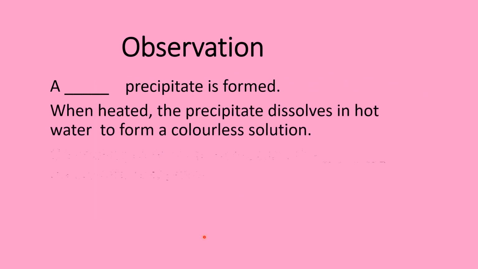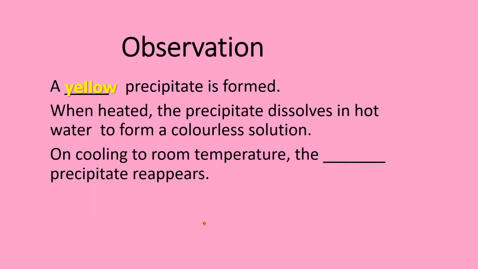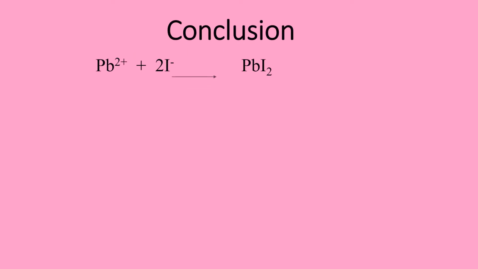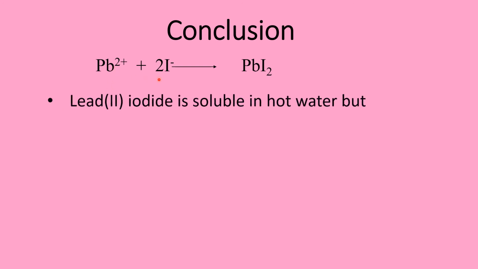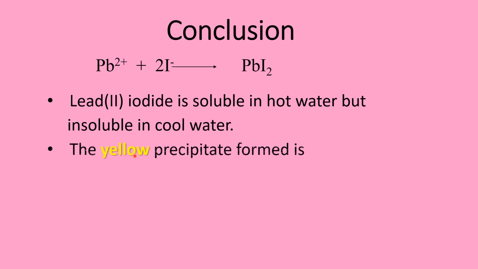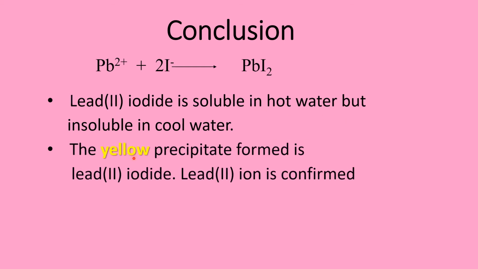Observation: a yellow precipitate is formed. When heated, the precipitate dissolves in hot water to form a colorless solution. On cooling to room temperature, the yellow precipitate reappears. Conclusion: Pb2 plus reacts with iodide to produce lead iodide. Lead-2 iodide is soluble in hot water but insoluble in cool water. The yellow precipitate formed is lead-2 iodide. Lead-2 ion is confirmed present in the solution.